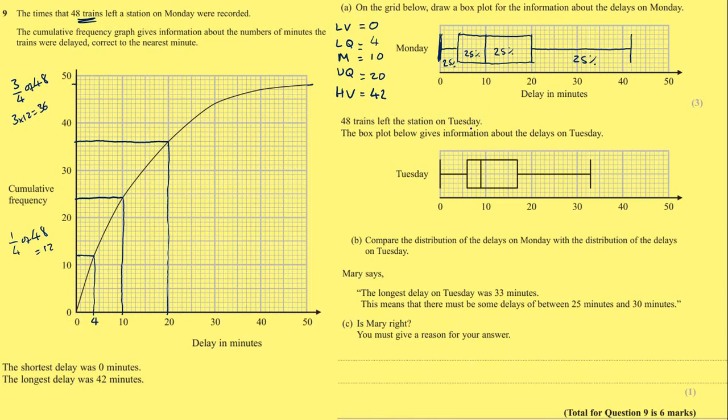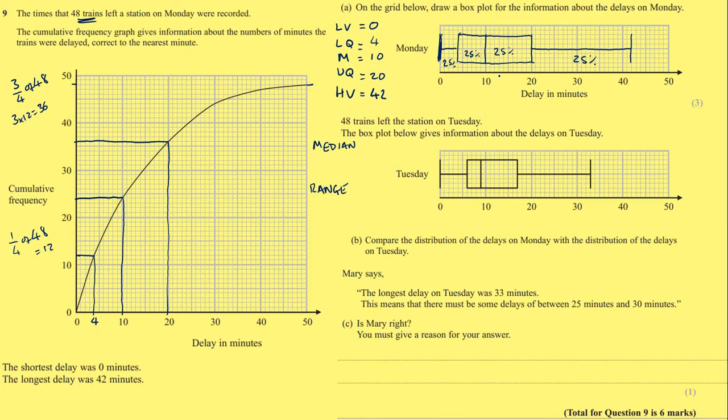Next, it says 48 trains also left the station on Tuesday, which is nice. The box plot gives information about the delays on Tuesday. Compare the distribution of the delays. Now, what I'm not looking for is people saying, well, it appears that the trains were better on Tuesday. There were less delays or something like that. It's not about your opinion. Your opinion isn't what we're after in this case. What we're after is an analysis of the median and also an analysis of a spread.